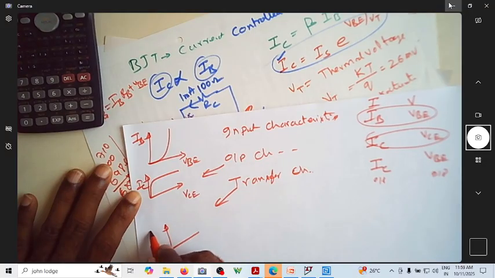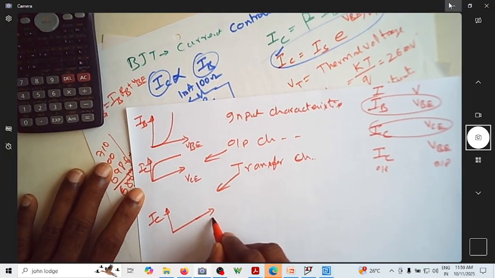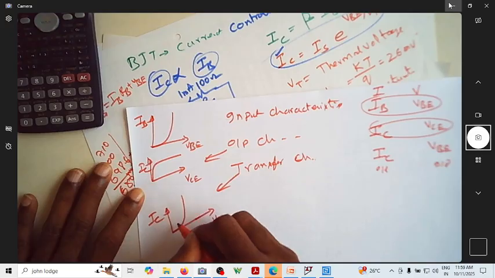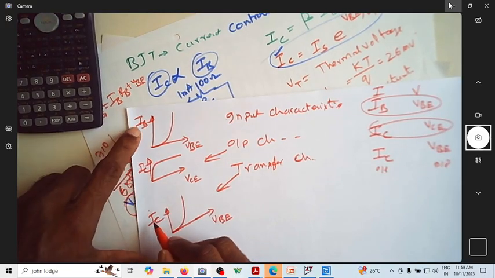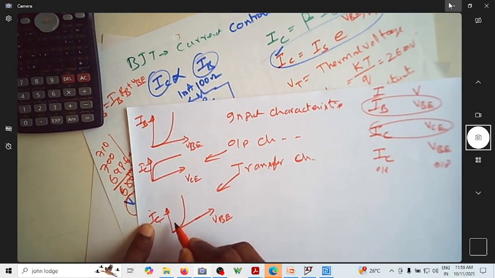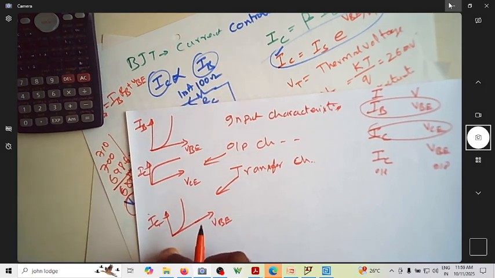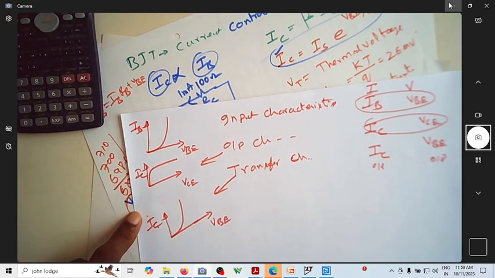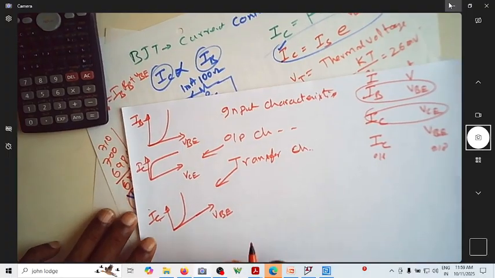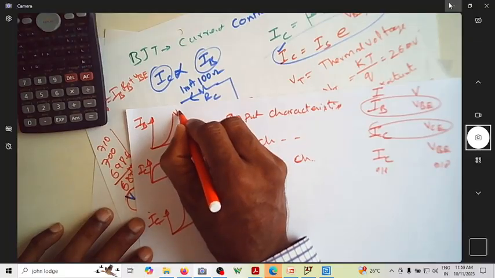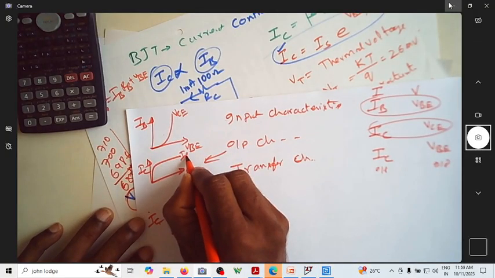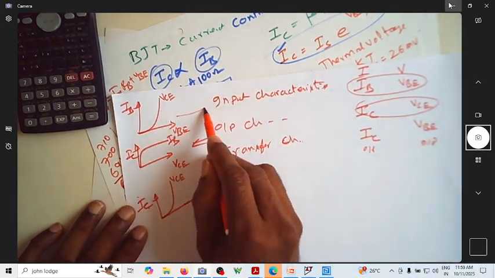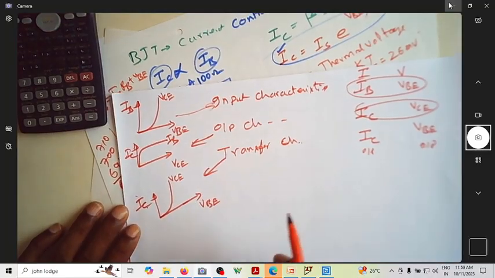This is transfer characteristics. You have IC and VB. This is similar to input characteristics. Only thing is that beta times IB is nothing but IC. So these two are 100% the same in shape, and this will have magnitude beta times of this. So this is VB, and this is called transfer characteristic. Here you want to have some VC constant, here you want to have some IB constant, and here also some VC. So: input characteristics, output characteristics, and transfer characteristics.